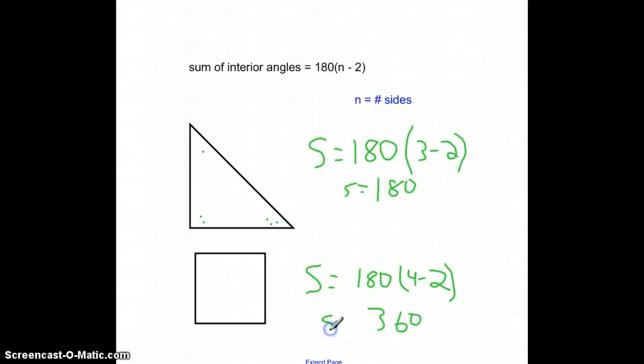Now, this formula, sometimes we get tricked up on this formula, exactly what it is. And so if that happens to you, don't panic. You all know that a triangle is 180. And you all know that a square has 360. And so if you notice that trend, every time we add a side, we add 180 degrees.